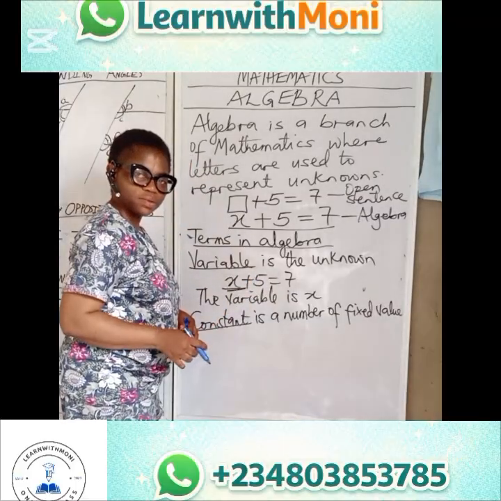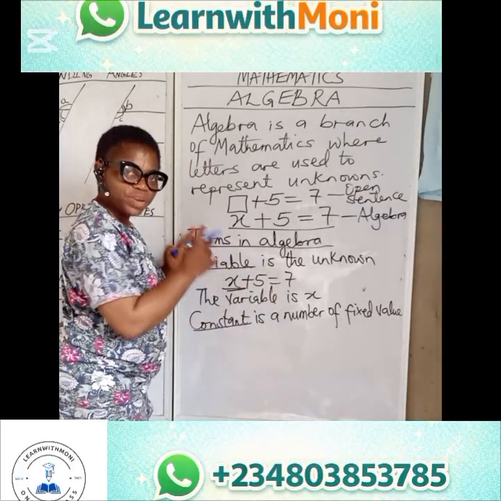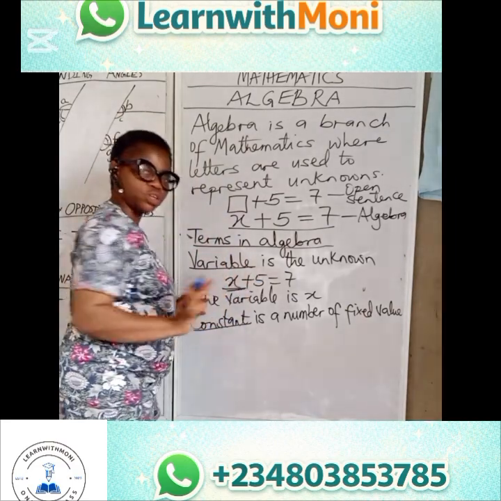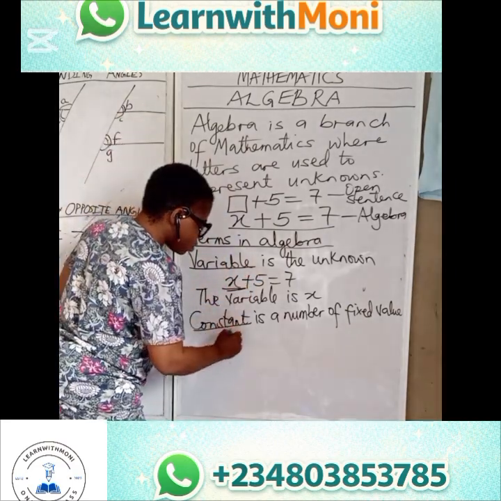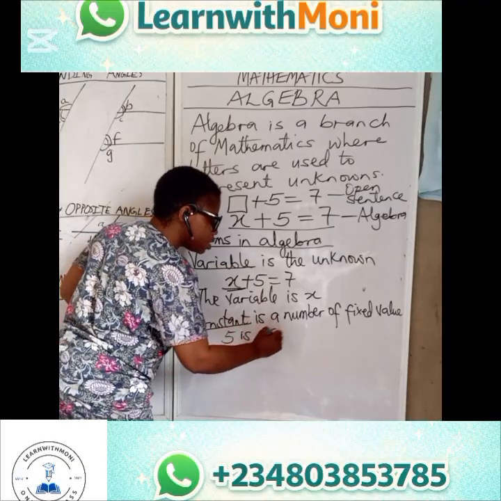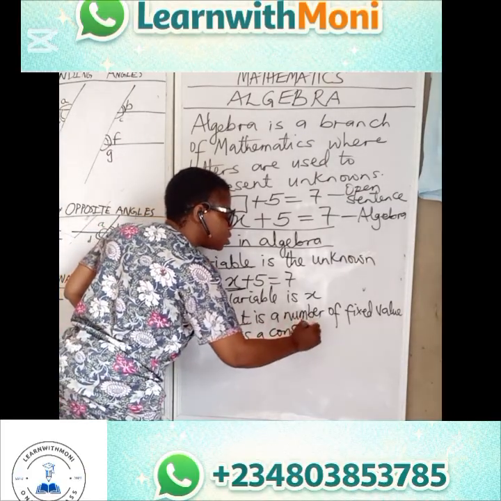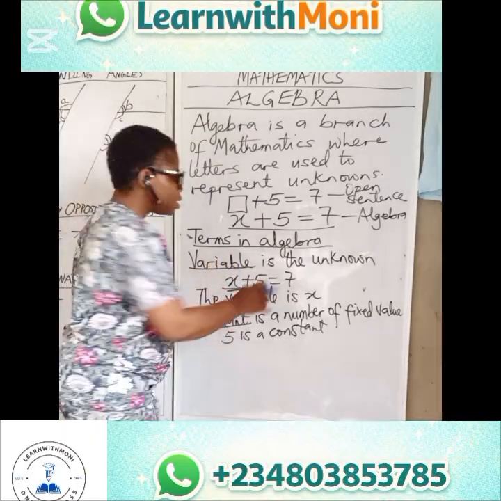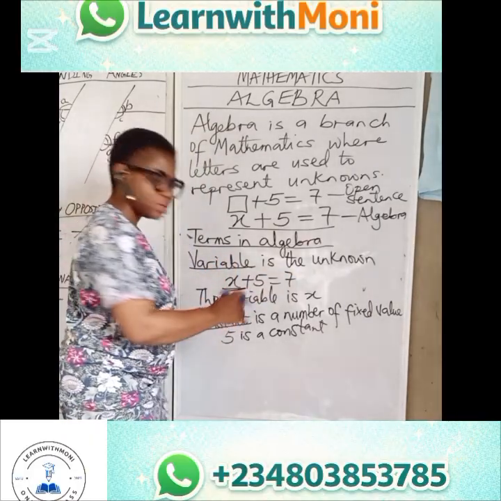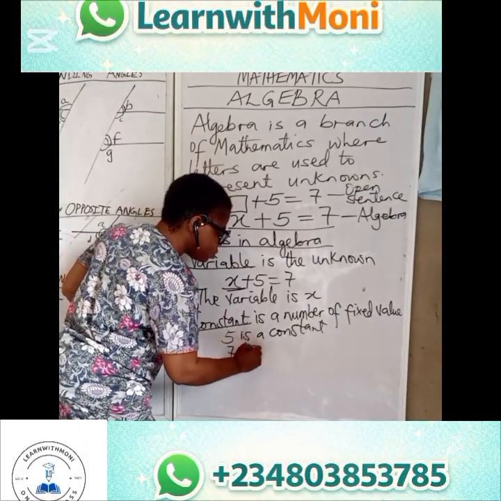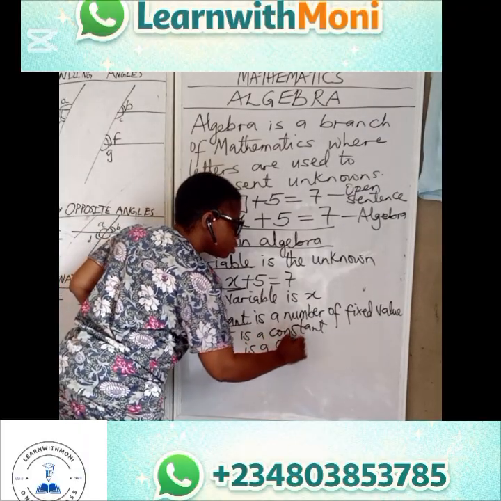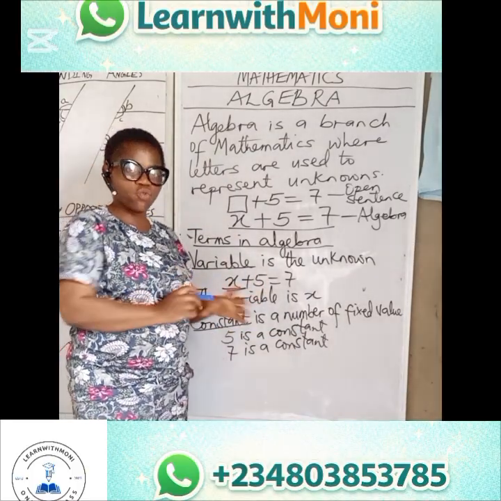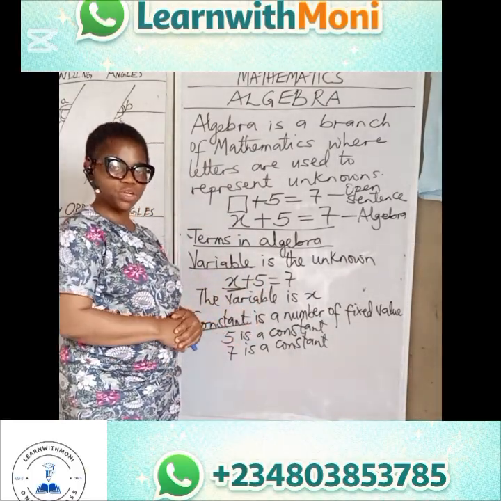5 is a constant. If this expression or this equation is going to remain the same, this 5 will not change. So 5 is a constant. Its value is not changing. Once its value changes, then this equation is no more the same. It is a different equation. This 7 is another constant. In this equation, 7 is a constant as well. Once you change these values, you have changed this equation. Then it is a different equation.